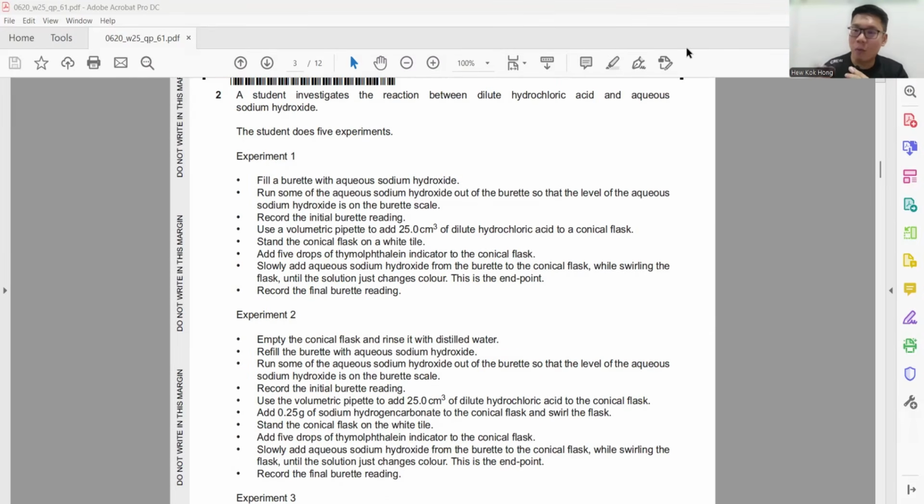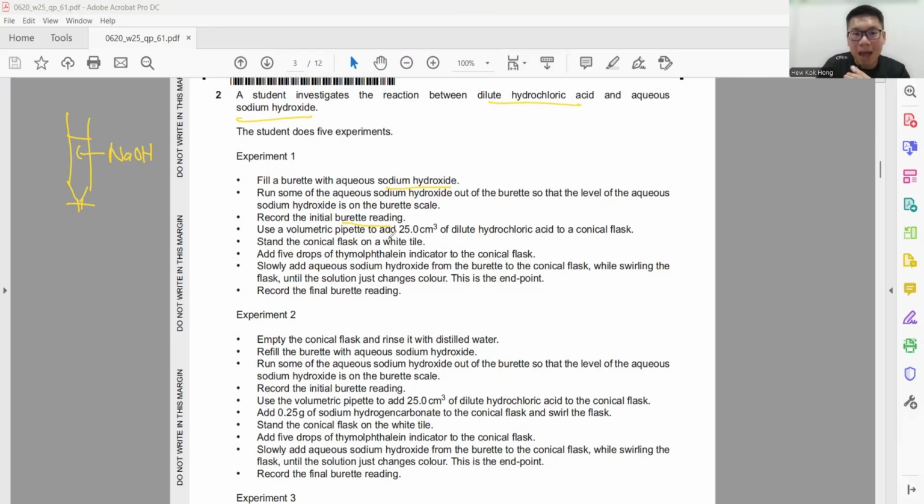Question number 2 is obviously a data analysis question. They want to react HCl and NaOH, and they do 5 experiments. In experiment 1, they use a burette of NaOH, run some NaOH out of the burette so that the level of aqueous NaOH is on the burette scale. Record the initial burette reading. So the burette is like this. This burette, they are using NaOH.